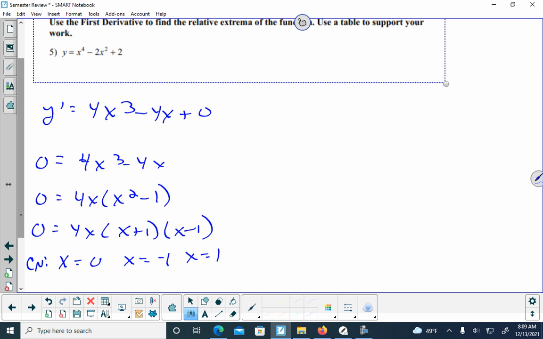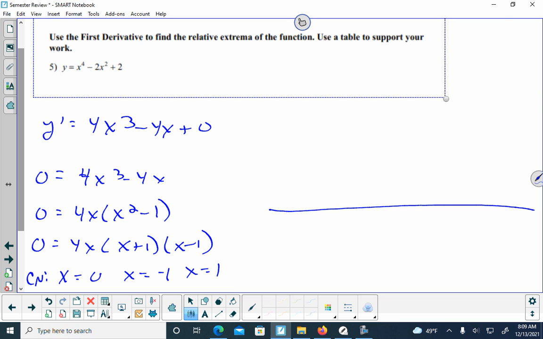So I'm using the table, so I'm going to make that chart. I am going to have -1, 0, and 1. I like to put circles there to remind me that those are the numbers that I'm using for the intervals, not the test points that I come up with. I factored this as 4x, x plus 1, x minus 1, and then I'm going to leave a column for my answers. Picking test points.